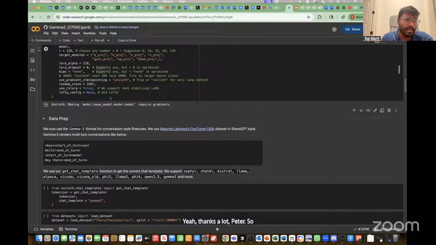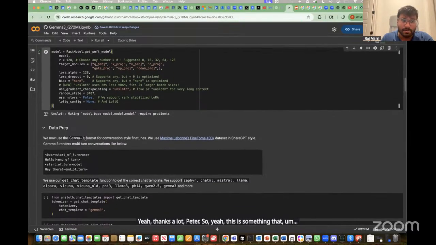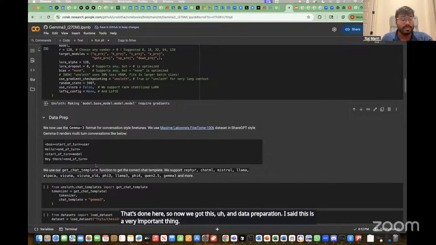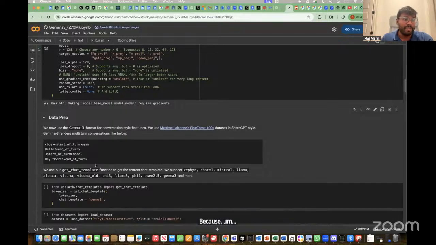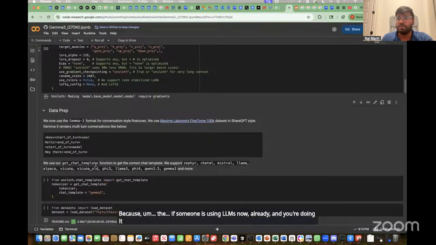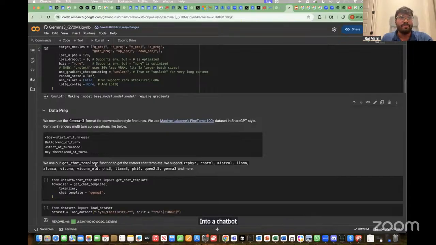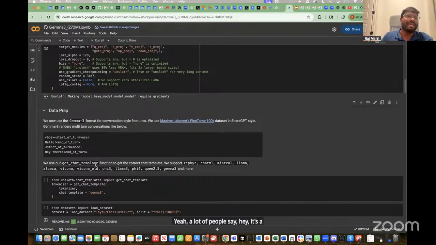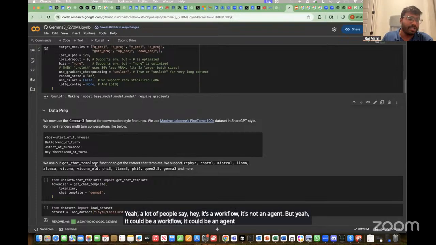So yeah, this is something that's done here. Now we got this, and data preparation. I said this is a very important thing, because if someone is using LLMs already for a certain use case, maybe you have an LLM that can do a chatbot, or when you develop an AI agent, or maybe a workflow or an agent. Yeah, a lot of people say, hey, it's a workflow, it's not an agent. But it could be a workflow, it could be an agent, or it could be a combination of it, right? You have a task at hand, you know what the output is.